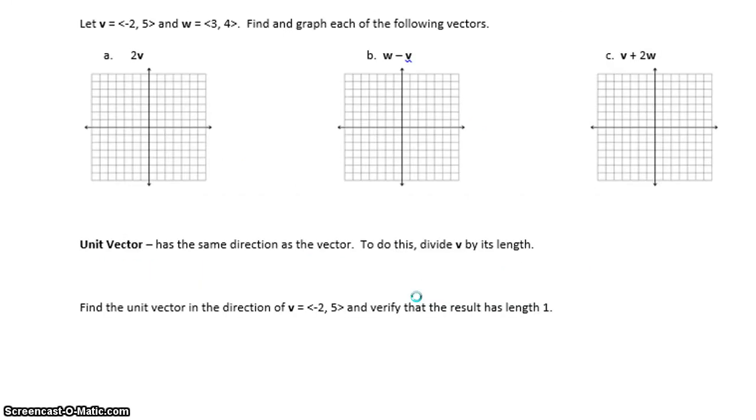Alright, now I'm giving you vector v and vector w, and I want you to graph each of them. So v is negative 2, 5. If I'm doing 2v, I'm going to do negative 4, 10. And just to make these easy, I'm going to go ahead and put them all starting from the origin. So I go left 4, up 10, should be about up there.